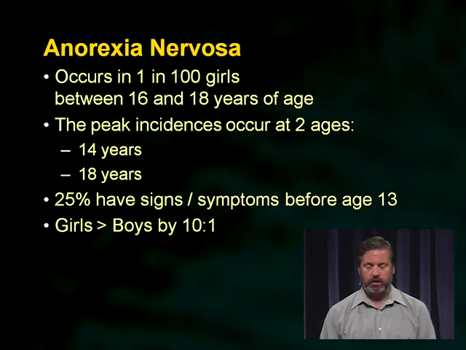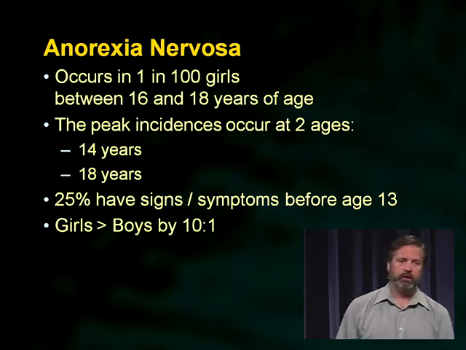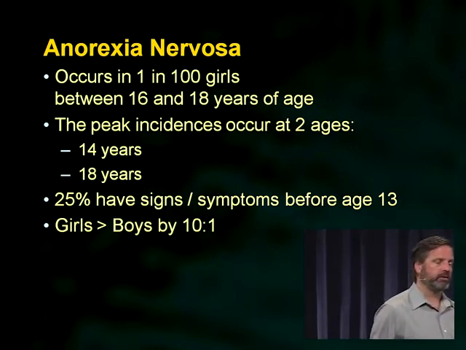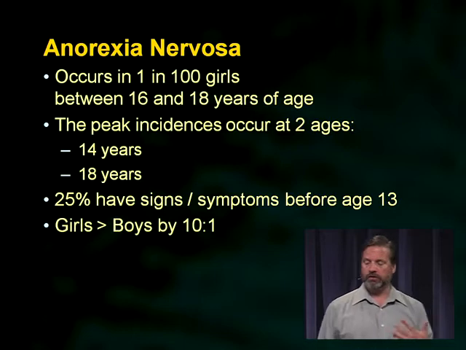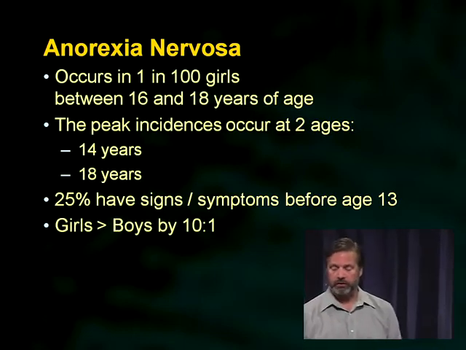Anorexia occurs in 1 in 100 girls, so it's pretty prevalent, especially between the ages of 16 and 18. I showed you some peaks, but again, those peaks correlate with school transitions, right? So 14 years old, about the time that a lot of kids are entering high school. 18 years old, about the time a lot of kids are entering college.